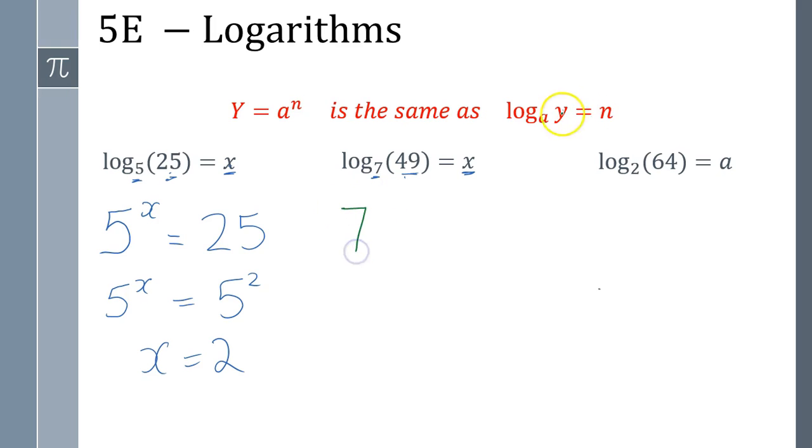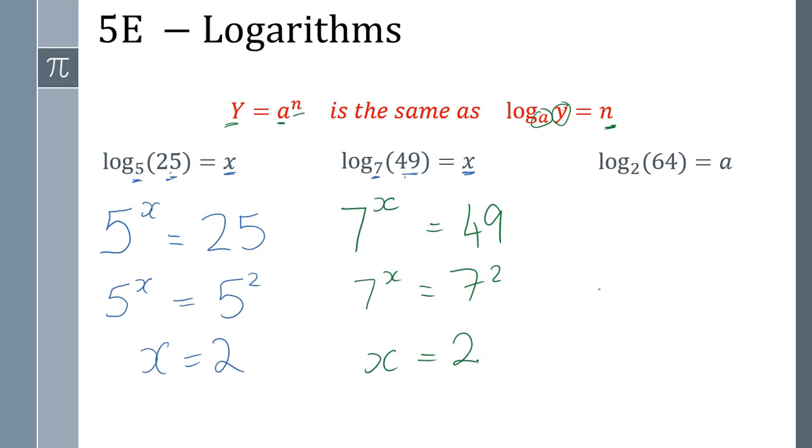So my a comes out here, my y goes over the other side, and my n becomes the power. Oh, I've done it again, I'm sorry. So we need to figure out how to put these as the same bases. Obviously 7 squared. So again, x equals 2.